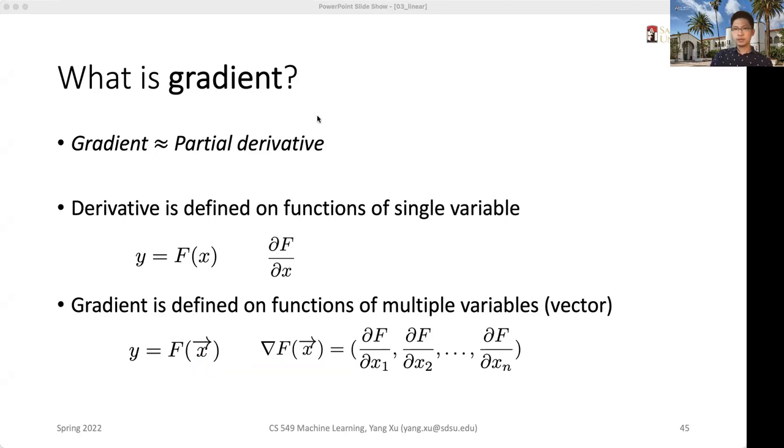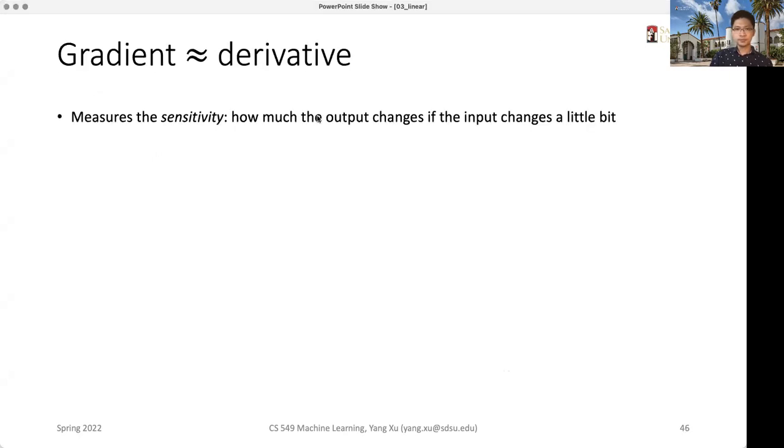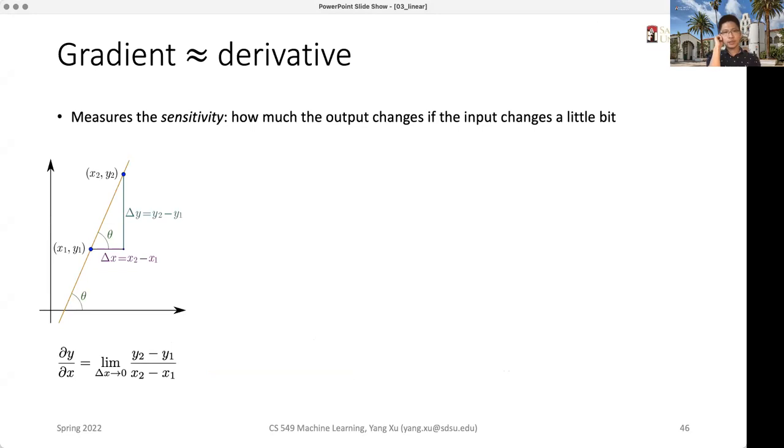Okay, and next, gradients measure the sensitivity of the function. It basically measures how much the output will change if the input changes only a little bit. So in the one-dimensional case, when we have y plotted against x, the gradient will be the delta of y divided by delta of x when delta x reaches an extremely small value.